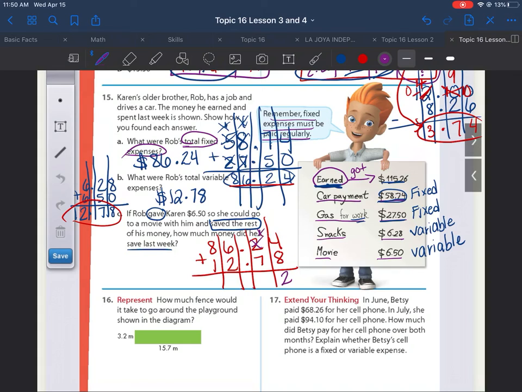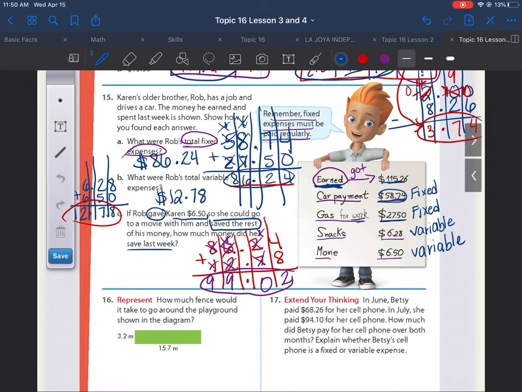8 plus 4 is 12. 2 and 1 is 3, and 7 is 10. 6 and 2 is 8, and 1 is 9. 8 plus 1 is 9. So he spent $99.02. That was a car payment, the gas for work, the snacks, and the movie.